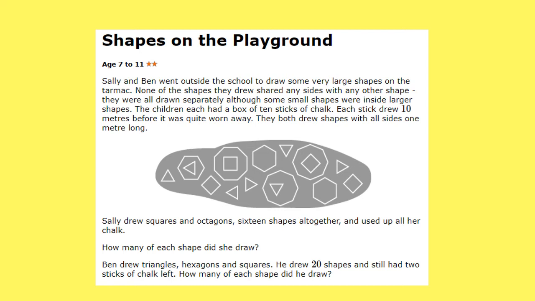The children each had a box of 10 sticks of chalk. Each stick drew 10 metres before it was quite worn away. They both drew shapes with all sides 1 metre long. Sally drew squares and octagons, 16 shapes altogether, and used up all of her chalk. How many of each shape did she draw? Ben drew triangles, hexagons and squares. He drew 20 shapes and still had 2 sticks of chalk left. How many of each shape did he draw?